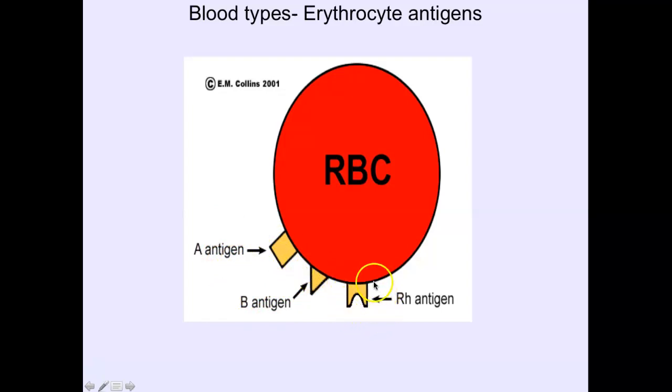The Rh antigen that's sticking out here is a different kind of antigen that is either present or not present. So you also inherit the gene for this. If you do have the Rh antigen, then you have a plus next to your blood type. If you do not have the Rh antigen, then you have a minus next to your blood type, okay? So in terms of filling in the box, let's just use the A and B to get things started, and then we'll add in the Rh factor.